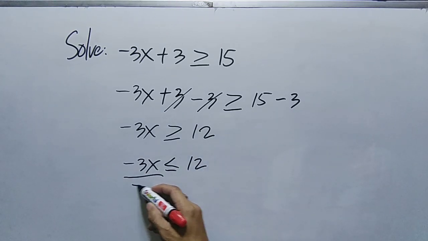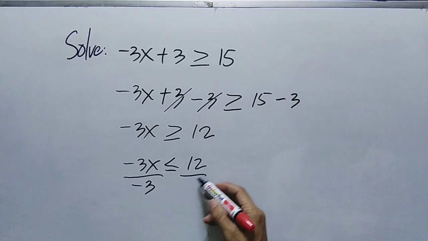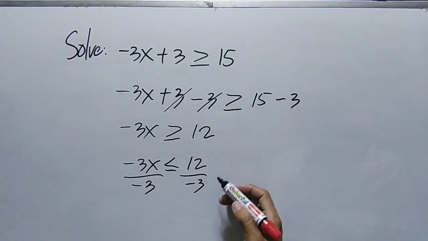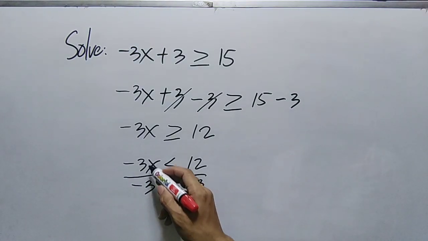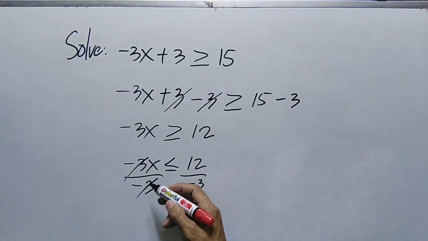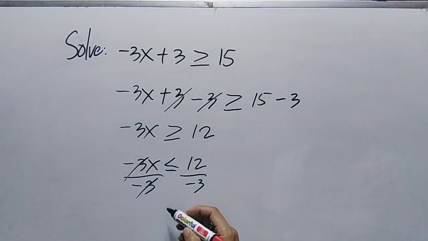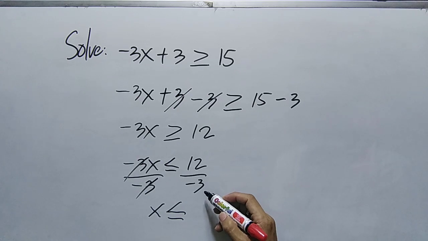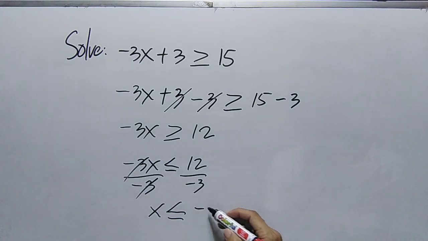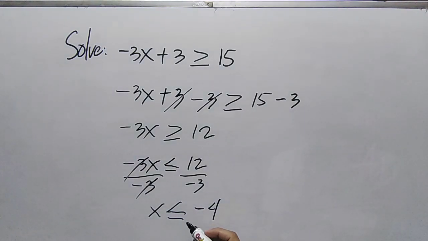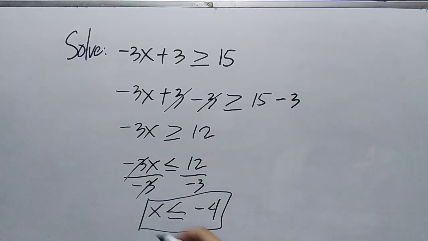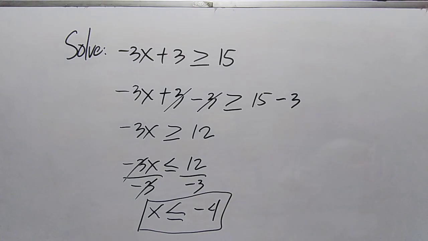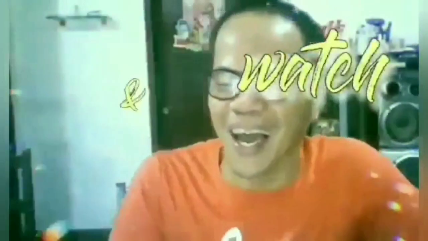Then, i-divide natin siya, both sides, by negative 3. Mag-divide din tayo dito sa right side ng negative 3. So, i-cancel natin si negative 3, yung dalawa, both numerator and denominator. Ang naiwan dito, x na lang. Then, less than or equal to 12 divided by negative 3. This is negative 4. So, x is less than or equal to negative 4. This is your final answer.